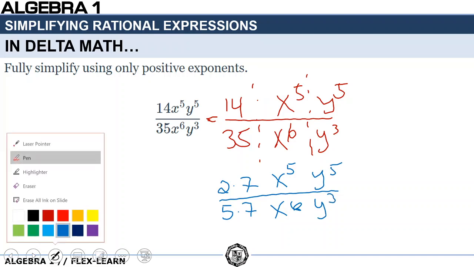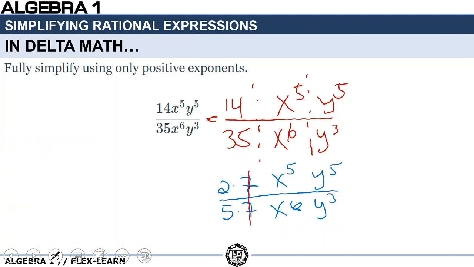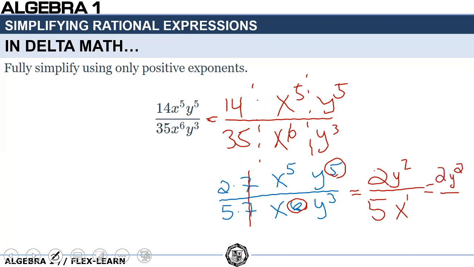All right, so when you go to examine what's happening here now, I have giant ones with the 7s. They're going to go. Okay, so you're going to be left with 2 and then the 5. And now look at the x's. 6 is bigger than 5, so I'm going to do 6 minus 5 is 1, so I get x on the bottom to the 1st power. And then the y's, 5 is bigger than 3, so I'm going to do 5 minus 3 is 2, so I'm going to have 2y to the 2nd power. So your final answer here would be 2y squared, all that divided by 5x. That would be your final clean answer there.